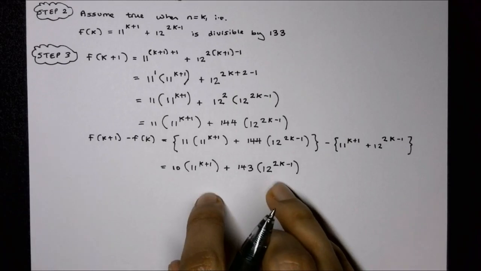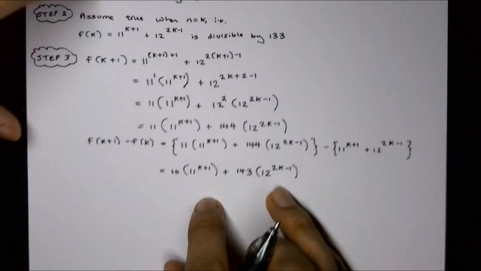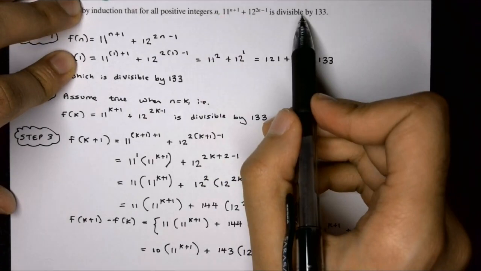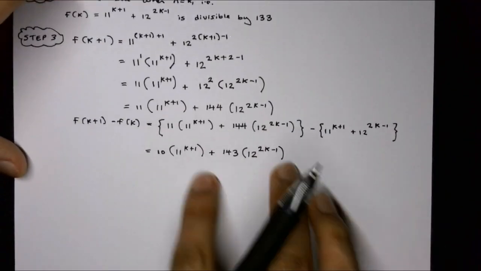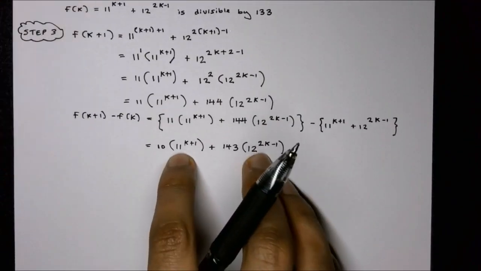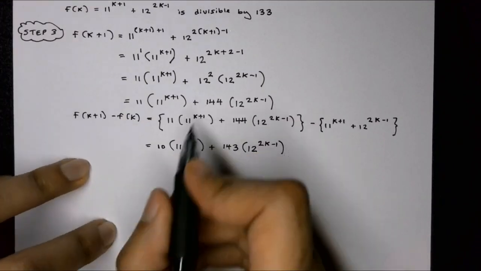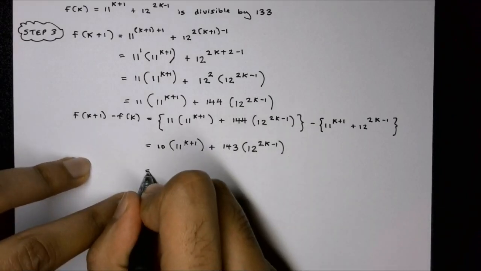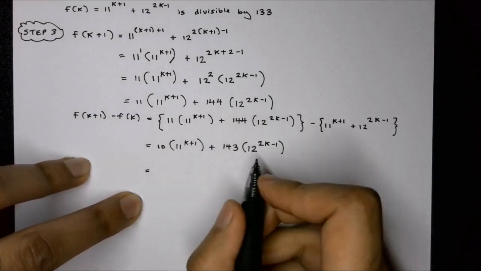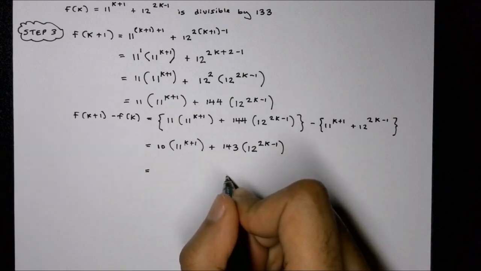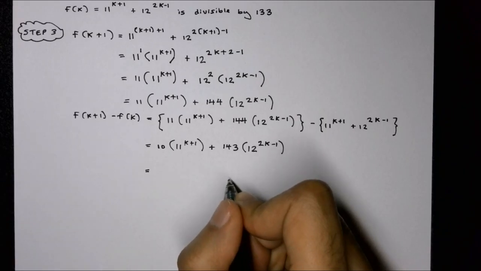Now, the difficulty over here is recognizing what we're trying to prove. We're trying to prove that this result over here is divisible by 133. So you need to show that this expression somehow is divisible by 133. And the way to do that is to recognize over here the 143 we can rewrite as 10 plus 133. Now why do I say 10 plus 133?